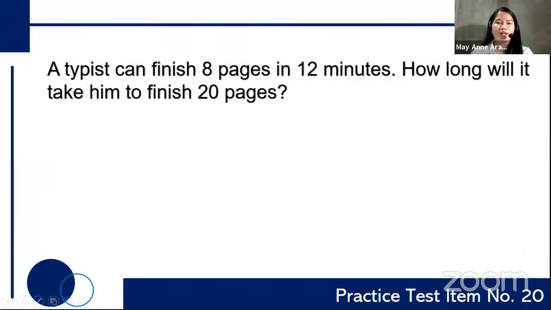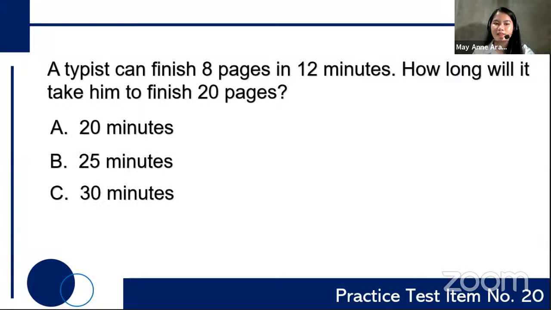49. Okay. A typist can finish 8 pages in 12 minutes. How long will it take him to finish 20 pages? A, 20 minutes, B, 25 minutes, C, 30 minutes, and D, 35 minutes.